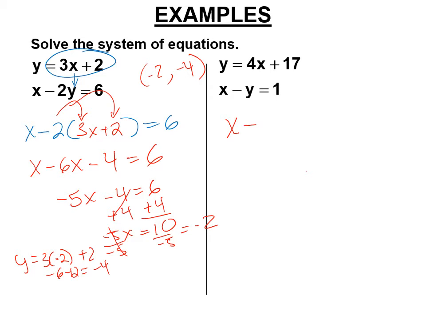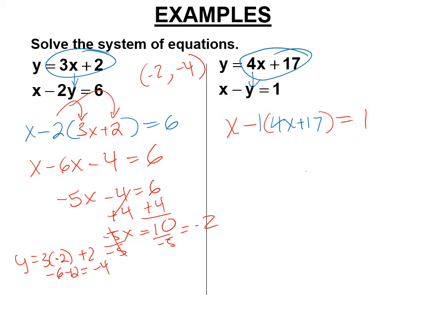So we have x minus, and we're going to put that top one in parentheses. There's no magic about which one's on top. If these were upside down, you would do it exactly the same way. You would still substitute the 4x plus 17 in for this y.